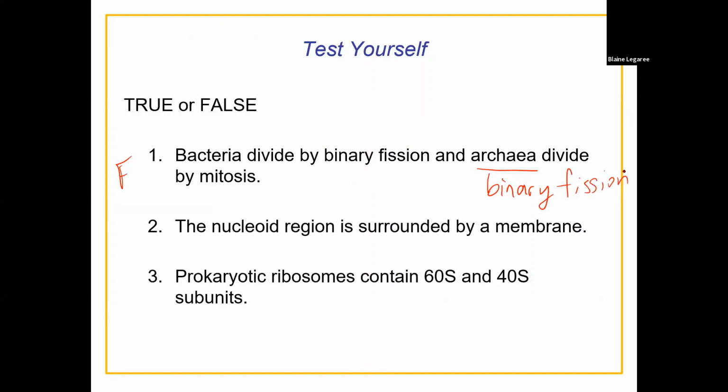Archaea are prokaryotes, and they do what bacteria do. Question 2, the nucleoid region is surrounded by membrane. That is also false. Of course it is. We know all about prokaryotes now. We know they do not have a membrane-bound nucleus.